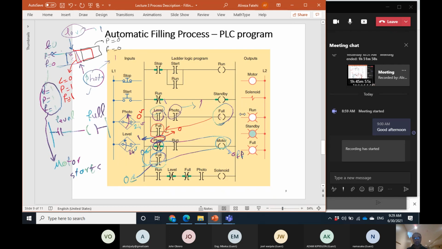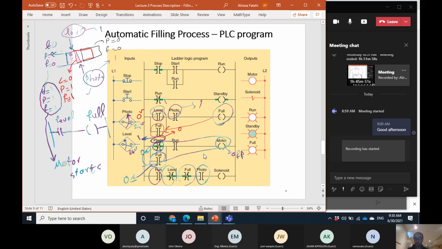Okay. And finally, regarding the solenoid valve, it must be open if, of course, we are in the run mode. Okay, we are in the run mode. There's not enough material, the level sensor is 0. The photosensor senses the box is over there. So if the box is under the hopper, there's not enough material on that, and the full is still 0. When the full becomes 1, the solenoid valve turns off. There's a normally closed here. So when the full is on, it closes.